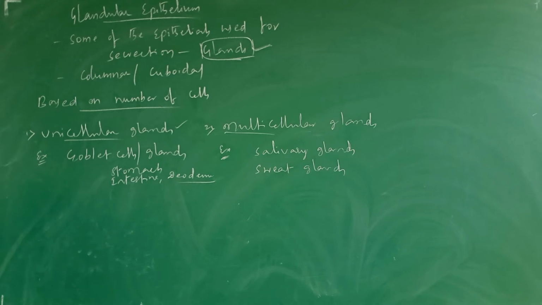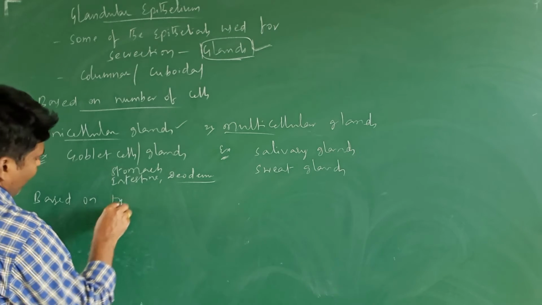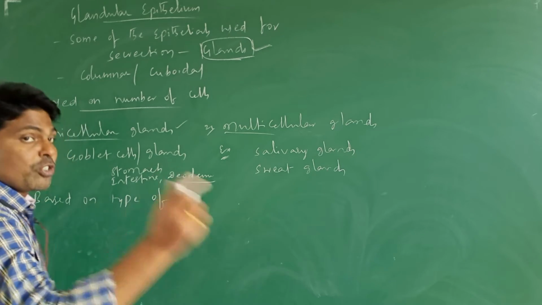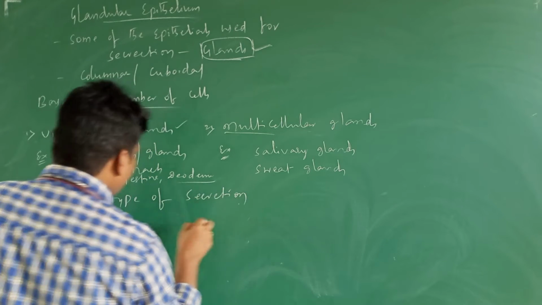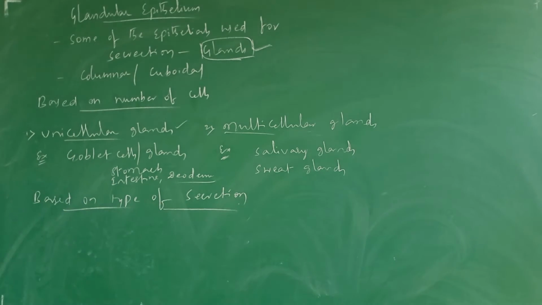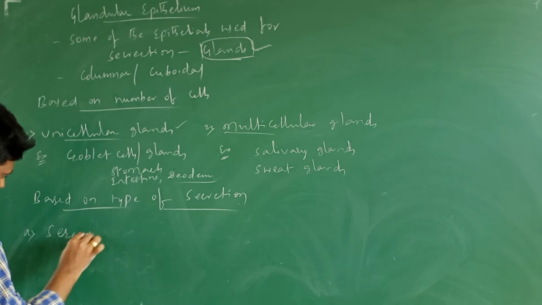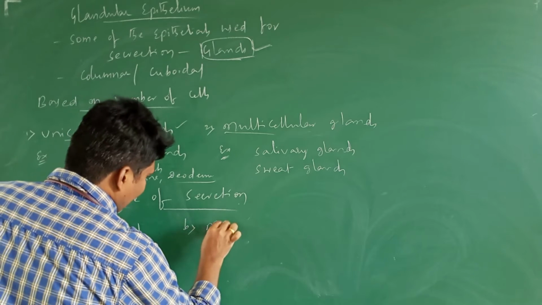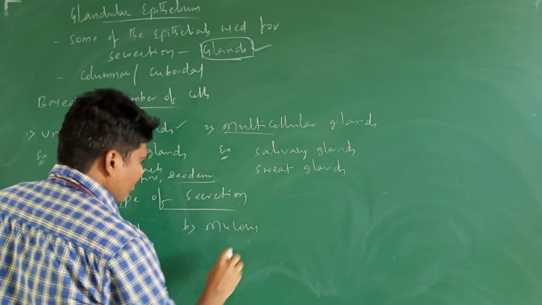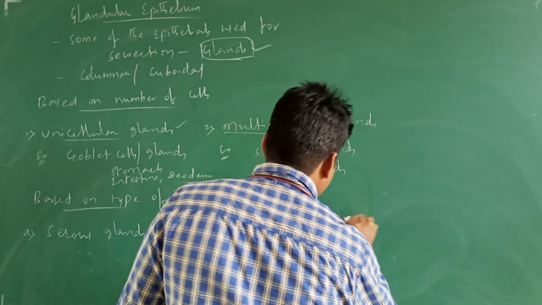Next, type of secretion. Based on type of secretion, what type of material is secreted. Based on type of secretion, first one is serous glands. Next, mucous glands. Next, sebaceous glands.